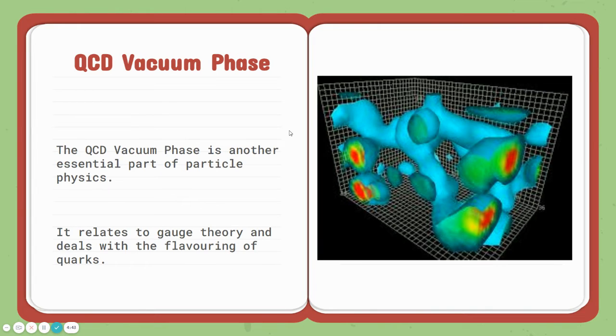Oh, there was one more. The QCD vacuum phase is another essential part of particle physics, and it relates to gauge theory and deals with the flavoring of quarks. So it's all part of those fundamental questions about elementary particles.